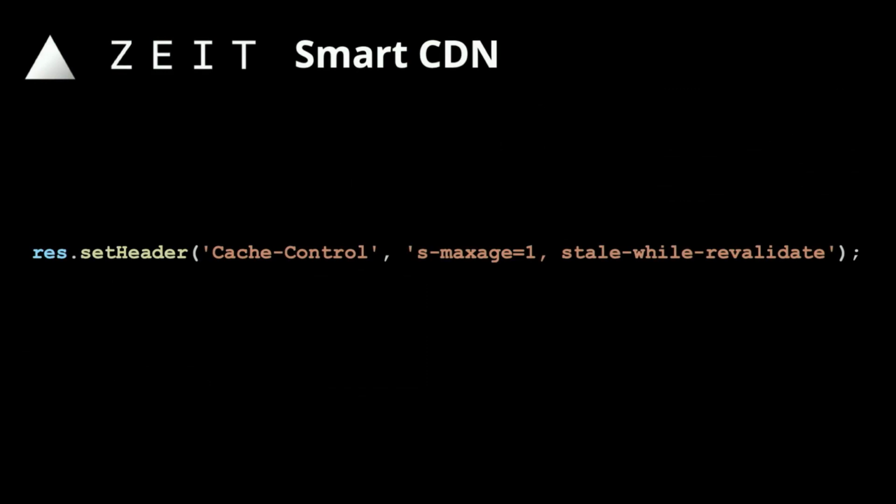They call it the Smart CDN, and all you have to do is add one line of code in your backend, putting a cache control header, stale-while-revalidate, and they will implement all this serverless pre-rendering for you out of the box. So let's see how that looks.